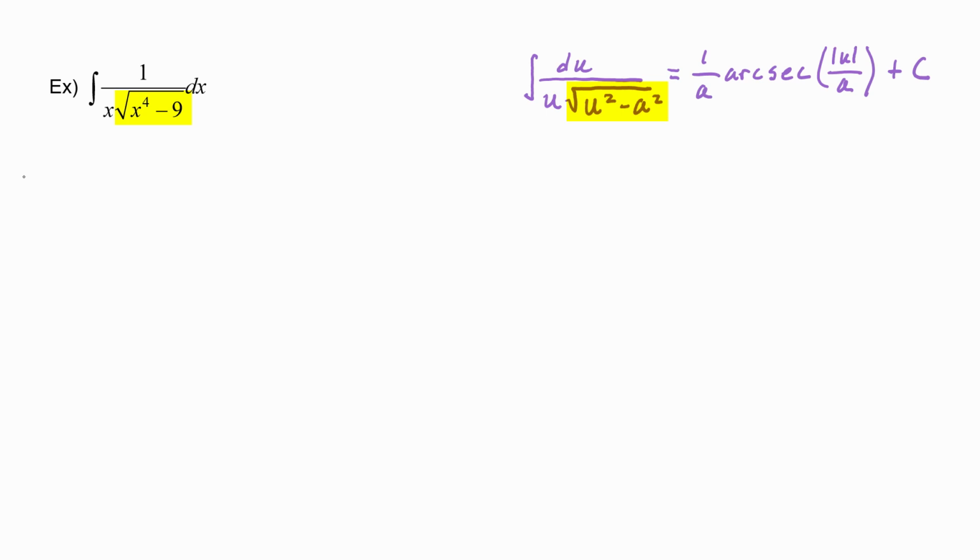So let's let u squared equal x to the fourth. Then u will equal x squared, and du will equal 2x dx. We will let a squared equal 9, then a is equal to 3.